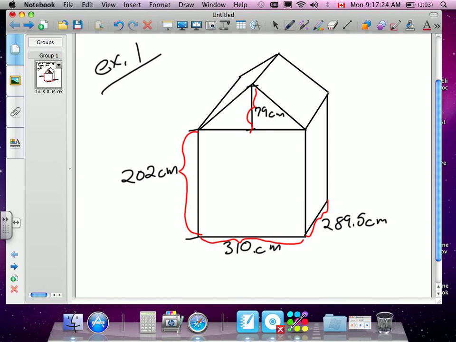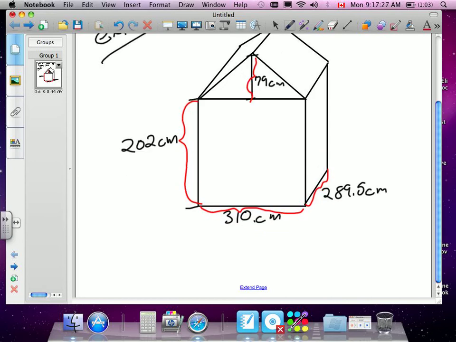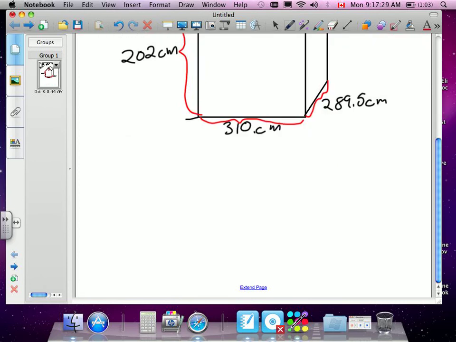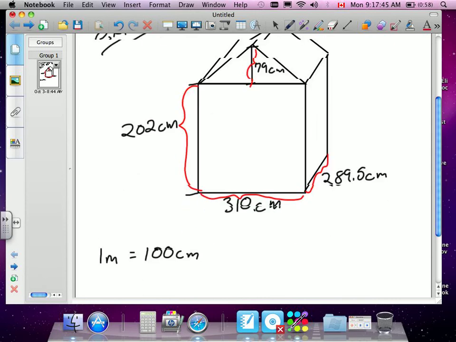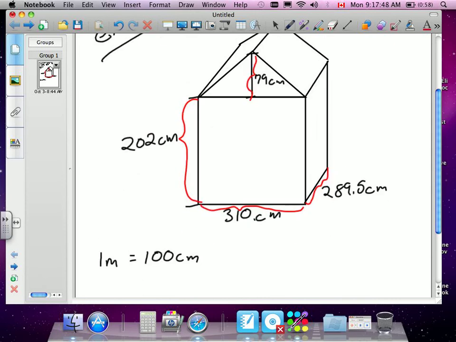There are two ways we could do this. First, we can go about our normal conversion rate. 1 meter is equal to 100 centimeters. So we could convert everything back to meters if we liked, and in which case we'd have to divide all of these by 100. Okay? Or what we could do is solve these all in centimeters and convert at the end, except the conversion rate will be different.